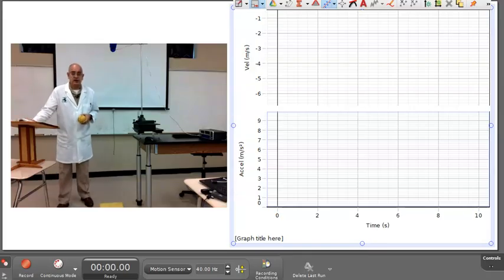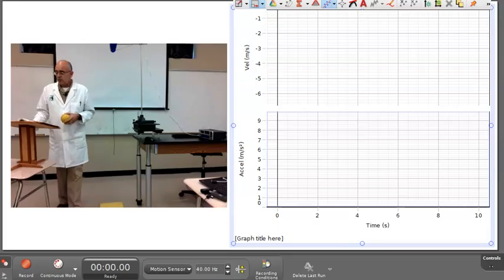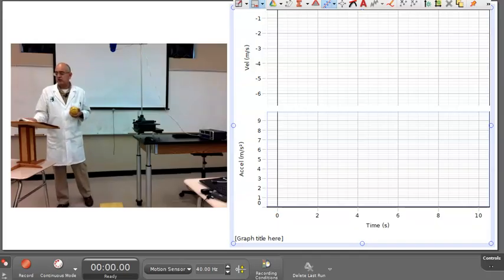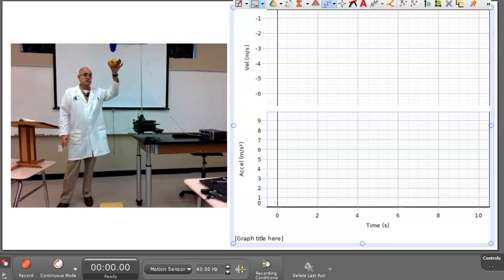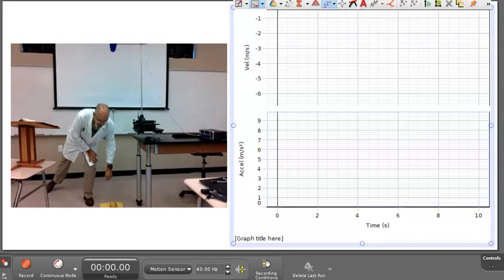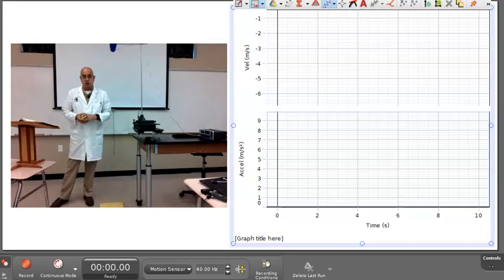Start out on page 129. Prediction 1-2. Suppose you drop the ball from a height, releasing it from rest. On the axes below, sketch your predictions of the velocity-time and acceleration-time graphs of the ball's motion. So again, I take the ball here and I drop it. What happened to the motion? What happened to the velocity of the ball? What happened to the acceleration of the ball?